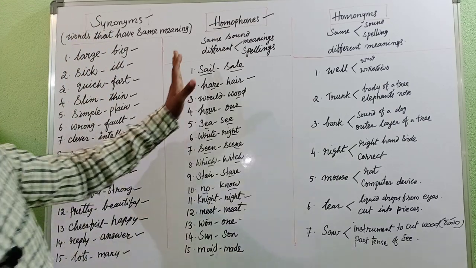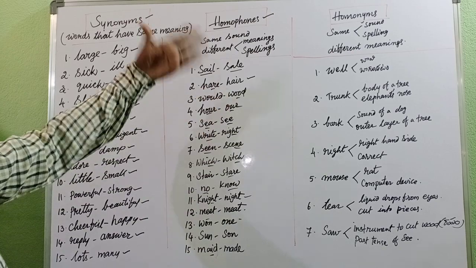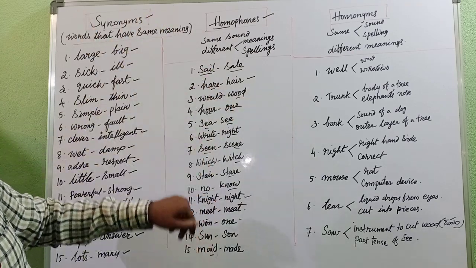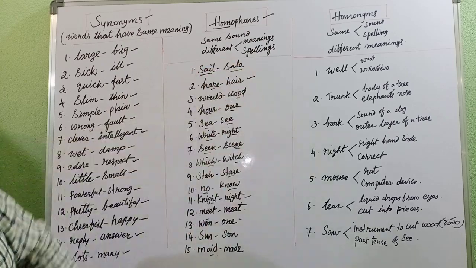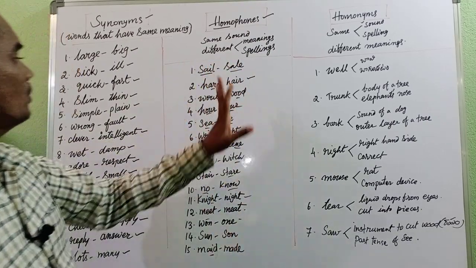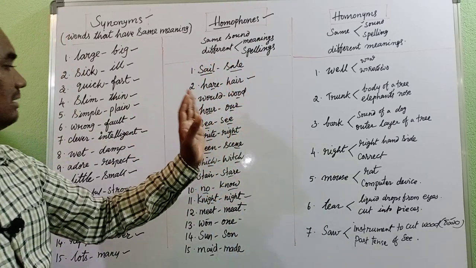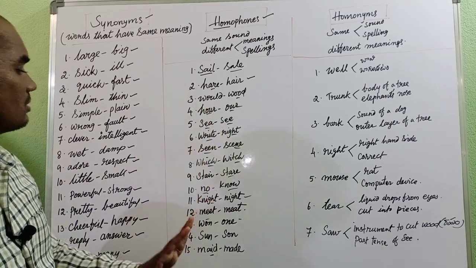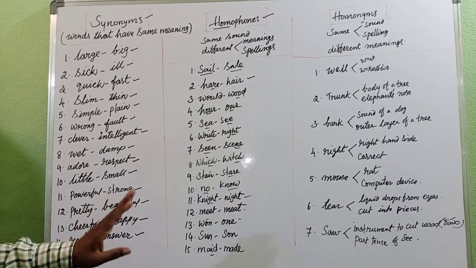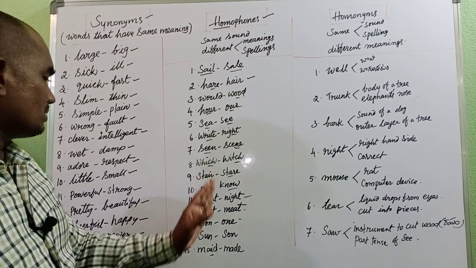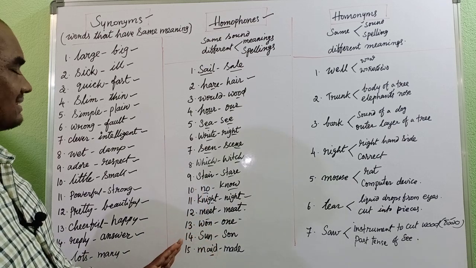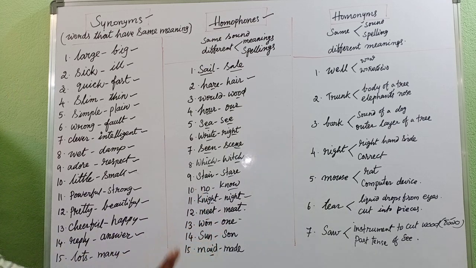So, two words, pronunciation is the same, sound is the same, but different meanings, different spellings. So, sail, hair, wood, our, see, right, seen, which, stare, no, night, meet, one, sun, maid. So, these are the homophones.